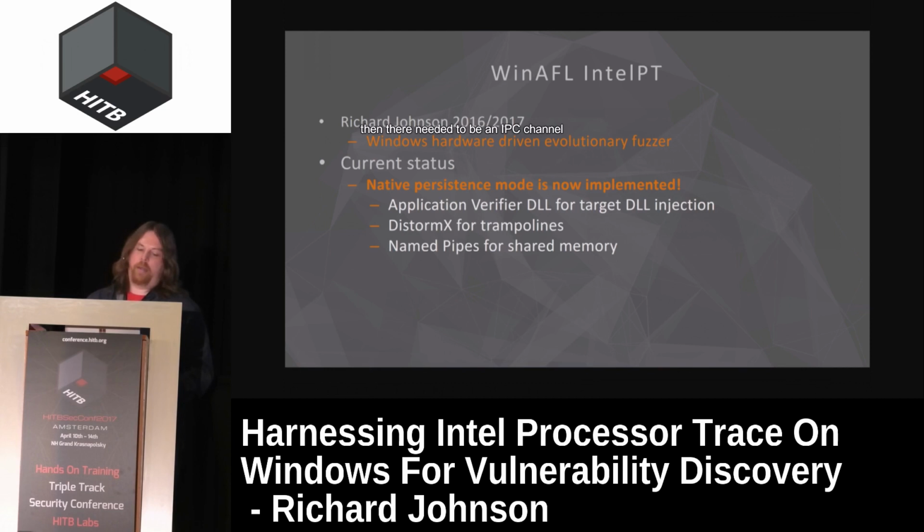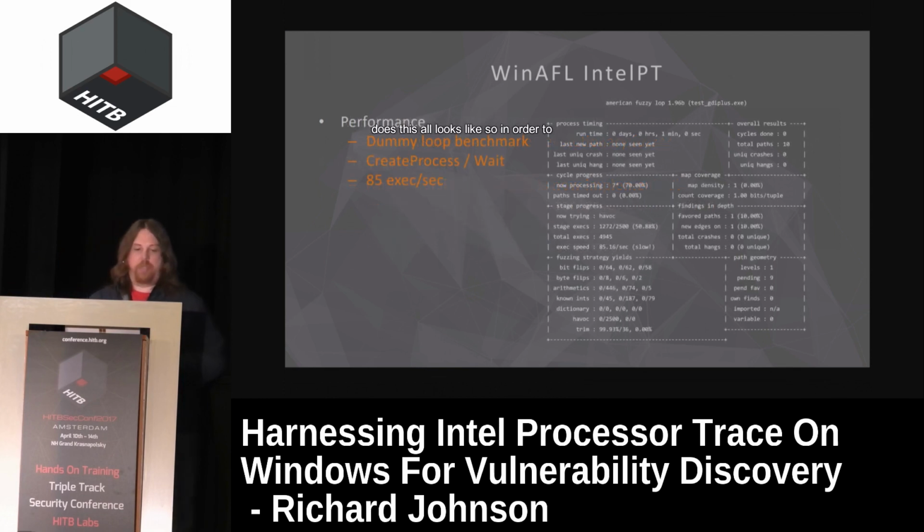And then there needed to be an IPC channel when you're doing the persistence mode, because now instead of just waiting for a process to exit, you need to be able to notify the fuzzer that, okay, I did an iteration, I'm back to the wrapper function, I need a new input to be generated so I can do it again. So there's a small little IPC mechanism using named pipes as well. And so what does this all look like?